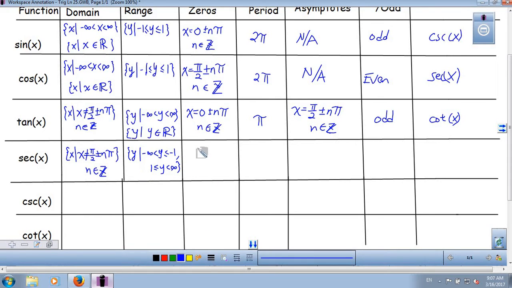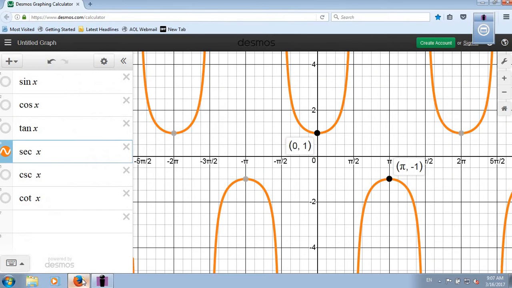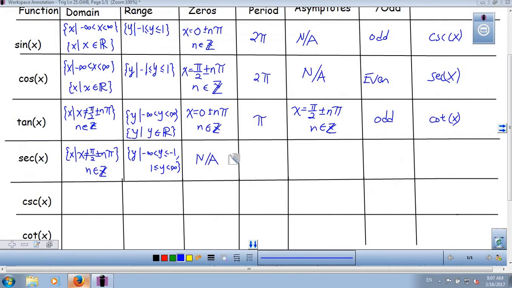And the zeros, there are none, not available, no zeros. Just like sine has no asymptotes, secant has no zeros. It doesn't touch the x-axis. The period will be 2 pi, that's the same as cosine. The asymptotes are where the zeros of cosine are, so the asymptotes are the same as tangent.